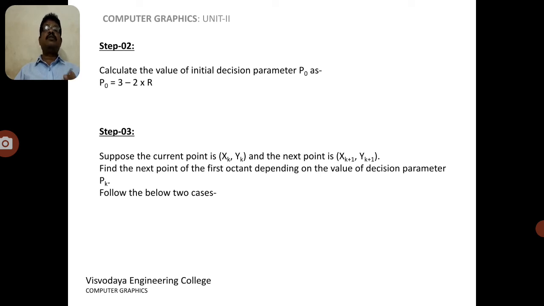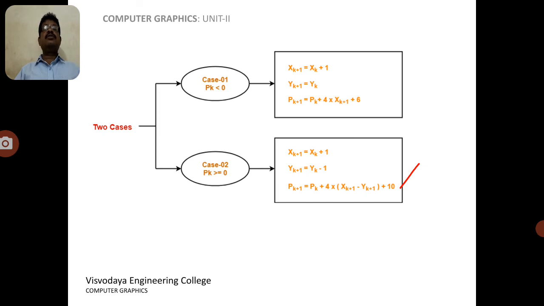That means based on the value of the initial parameter, or the decision parameter, that is p naught. If p naught is less than 0, the next coordinates are xk plus 1 equals xk plus 1, yk plus 1 equals yk, and pk plus 1 equals pk plus 4 into xk plus 1 plus 6. That is for pk less than 0.